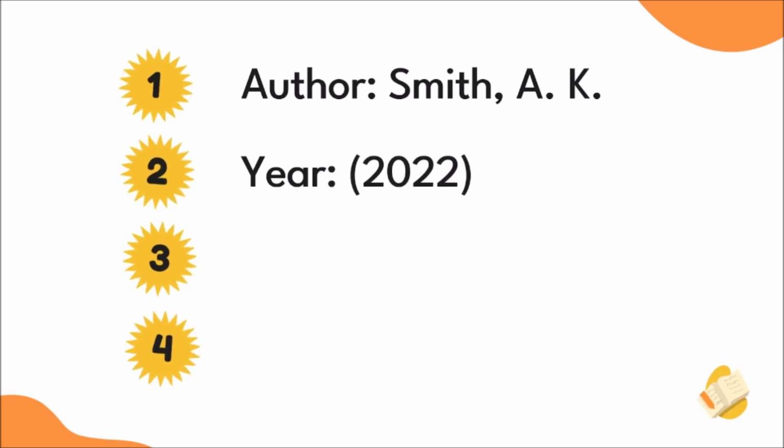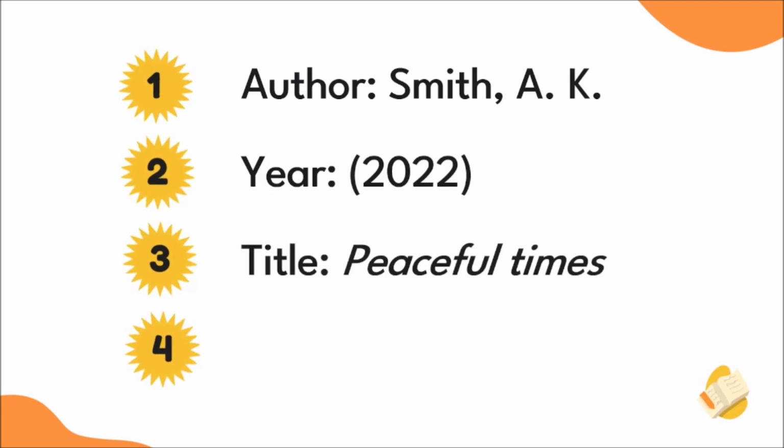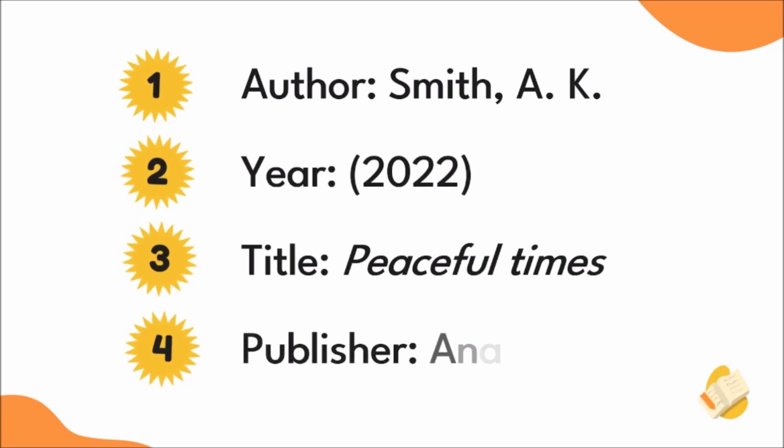The third element is the title. Let's suppose that the book was called Peaceful Times. This part is in italics, just as we can see. And the fourth and last element is the publisher. In this case, we are going to imagine that it was called Anagram.